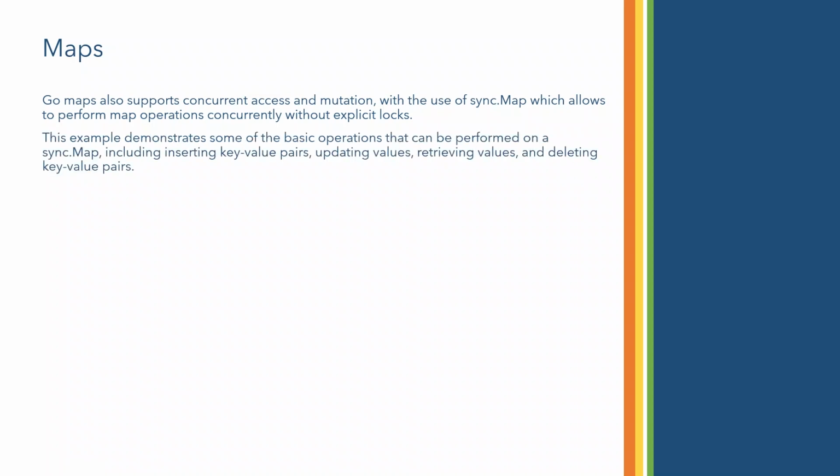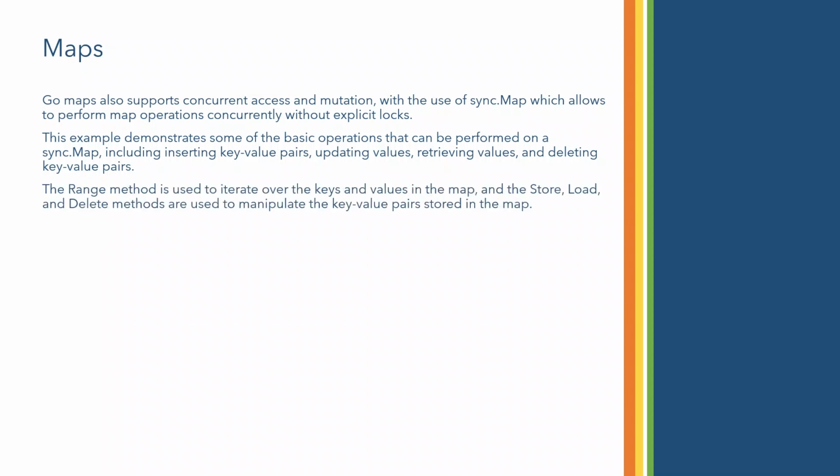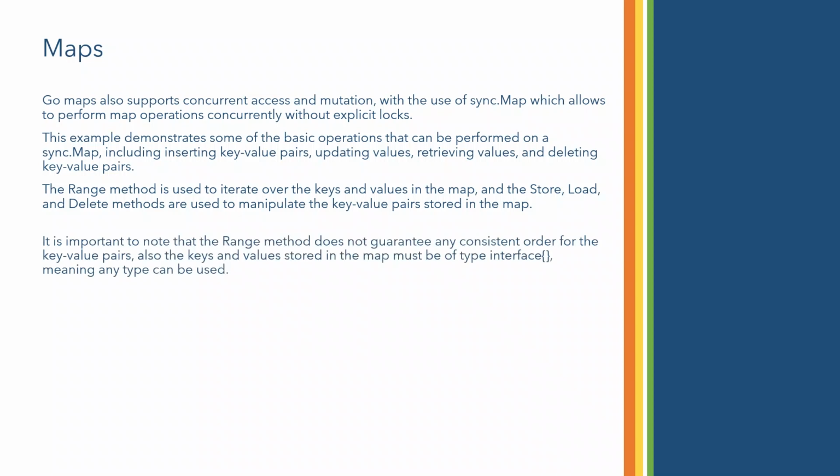We will demonstrate some example and basic operations that can be performed on a sync map, including inserting key value pairs, updating values, retrieving values, and deleting key value pairs. The range method is used to iterate over the keys and values in the map, and the store, load, and delete methods are used to manipulate the key value pairs stored in the map.